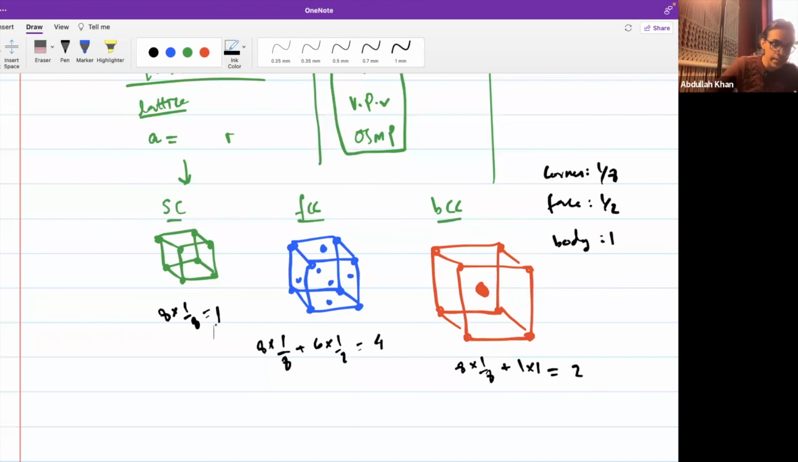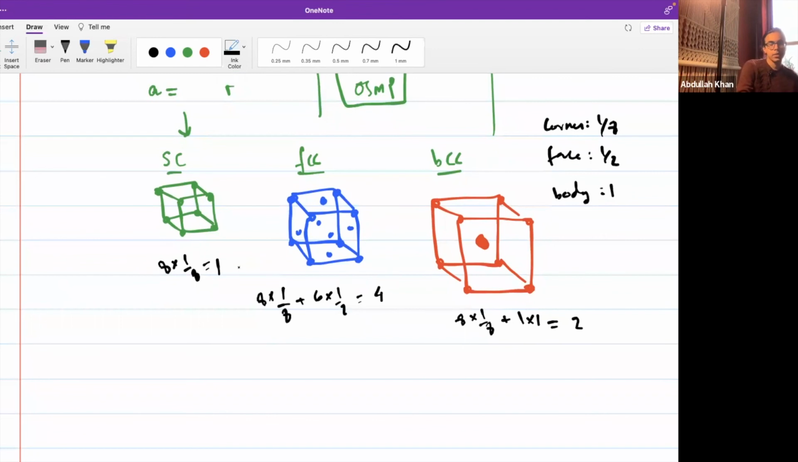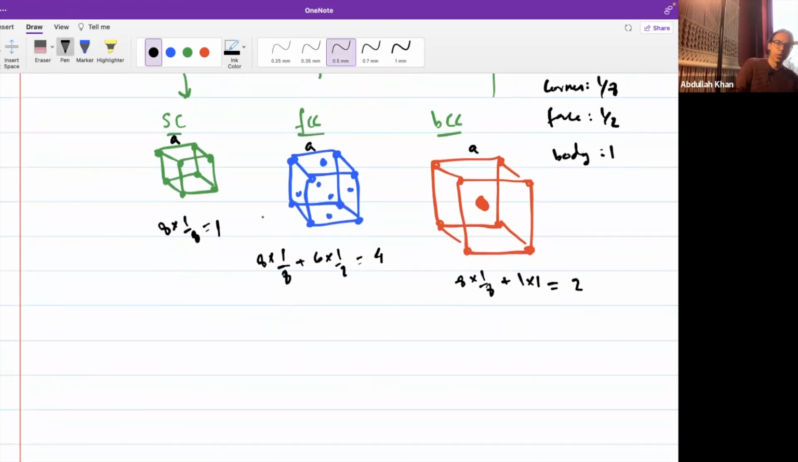How do we calculate the relationship between the radius and A, the side length? This is A in each case. Well, let's think about it. In simple cubic, the corner atoms are touching each other. So the edge length is from the center of one atom to the center of the other atom. So that's one radius going this way from one atom, one radius going the other way. So that's 2 radii, A equals 2R.